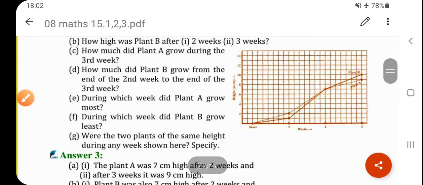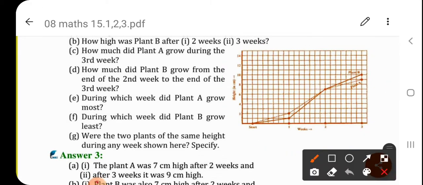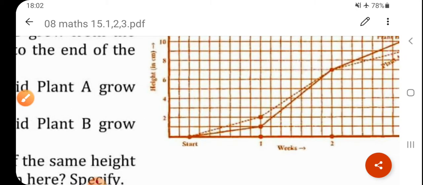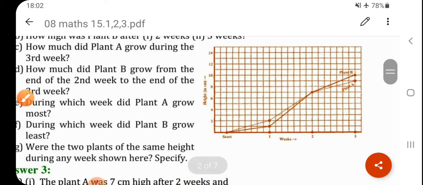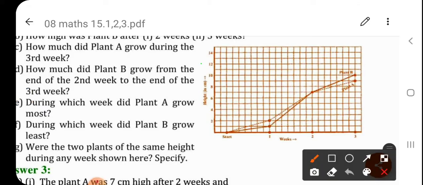Here is the graph. You have to give the answer from the graph. Plant B and plant A. Plant A is shown with the dotted line and plant B is shown with the continuous line. Here on the x-axis the number of weeks is given, and on the y-axis height is given in centimeters. So it starts from 1 week, 2 weeks and 3 weeks. Height is 2 centimeter, 4 centimeter up to 14 centimeter.